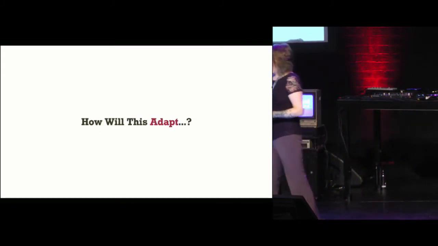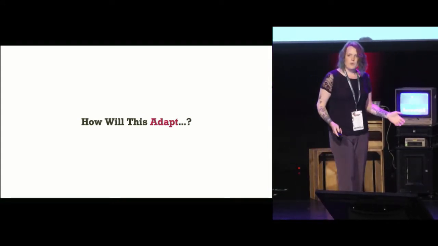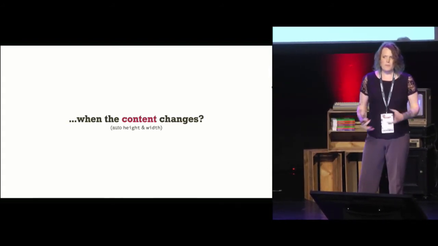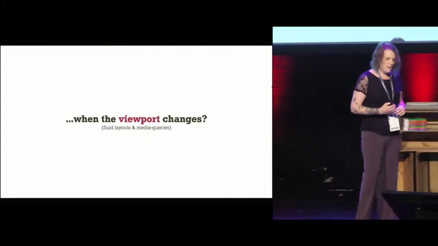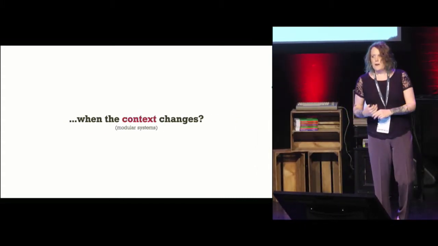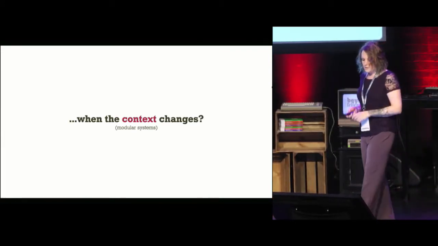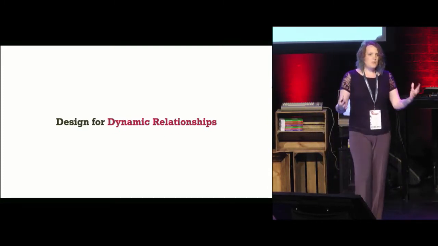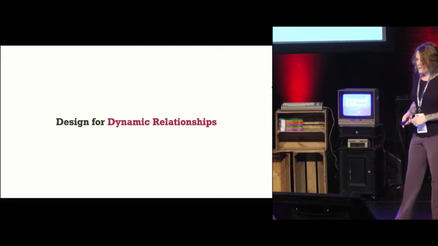So when we're talking about layout for the web, we're not just coming up with one single layout. We're thinking about how this is going to adapt. When the content changes, we're dealing with a CMS, live data, whatever. When the viewport changes, so different screen sizes. When the context changes, this is a big conversation right now with modular systems and components. When they're in different locations, how do they adjust? How do we design dynamic relationships between the elements on the page rather than simply designing one single overall layout?